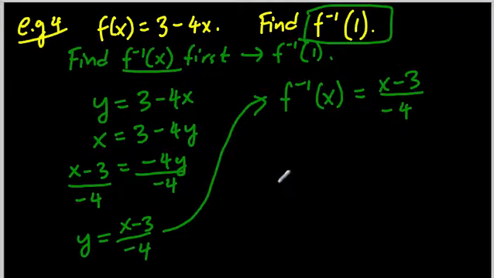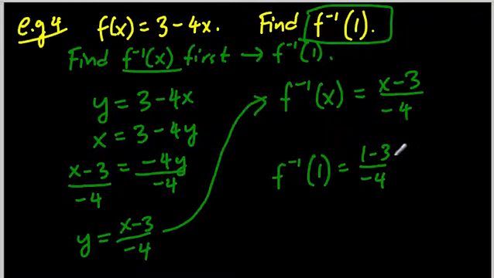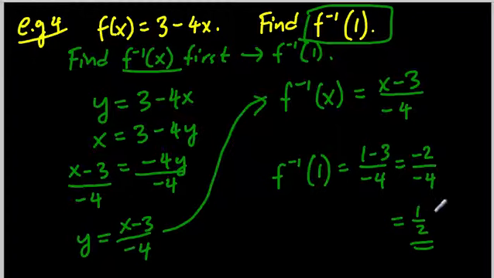So finally, our last step is f inverse of 1 is equal to, I'm going to replace that x with 1, so it's 1 minus 3 divided by negative 4. 1 minus 3, well, that's equal to negative 2, and then over negative 4. And if you observe, it's negative 2 divided by negative 4. So a negative will become a positive. And 2 divided by 4, well, that's simply 1/2. And so our final answer is 1/2.